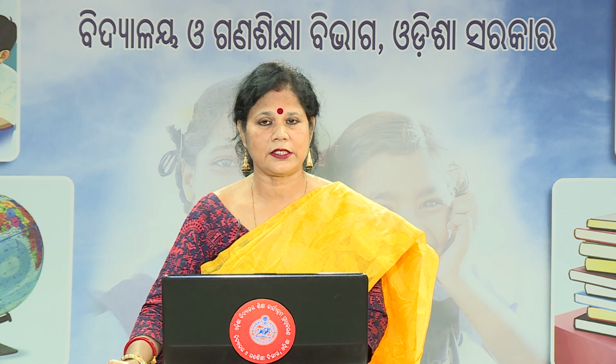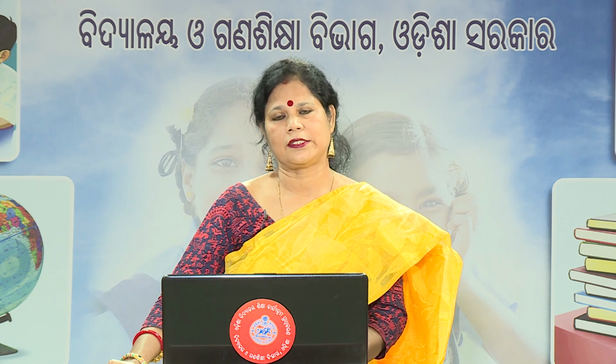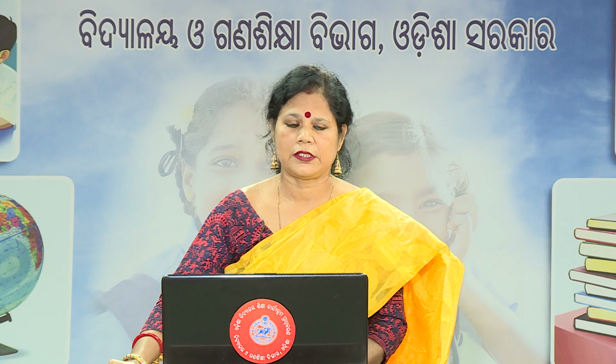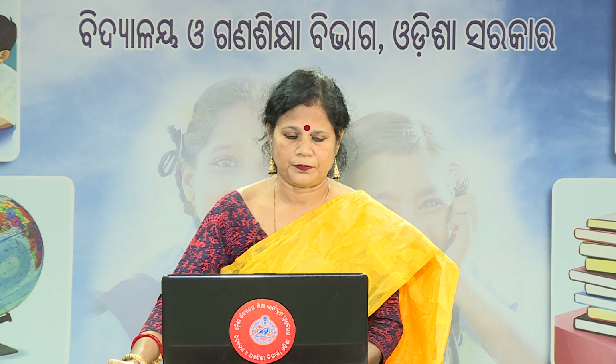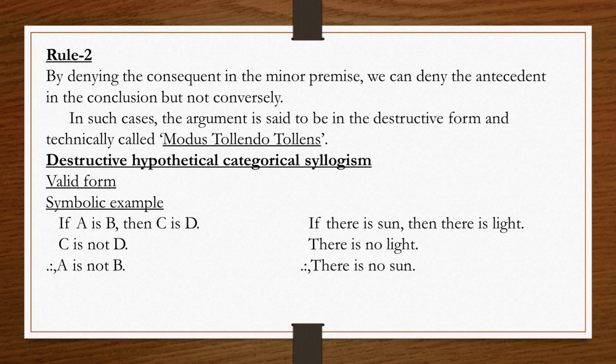Now let us see the symbolic example of this destructive form. If A is B, then C is D. This is your major premise. A is B is your antecedent, C is D is your consequent.